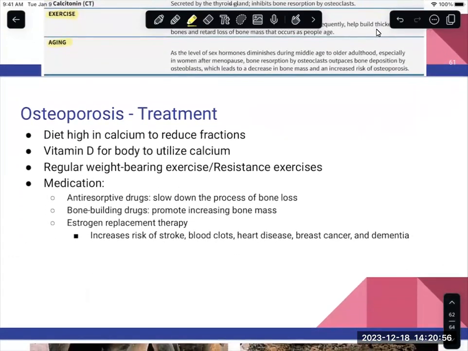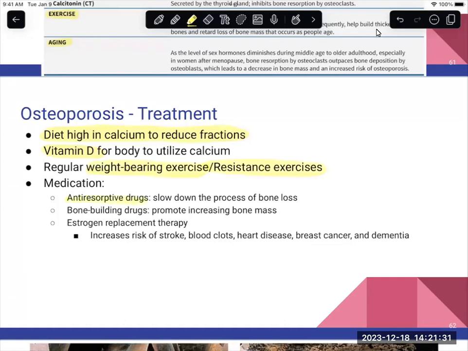So for somebody who has osteoporosis, they tend to get a diet that is very high in calcium. Again, they're trying to reduce the chances of fractures. They also need high levels of vitamin D because we can't absorb calcium from our digestive system without vitamin D. They're also prescribed regular weight bearing and resistance exercises. So walking, weightlifting. There's also some different medications out there.